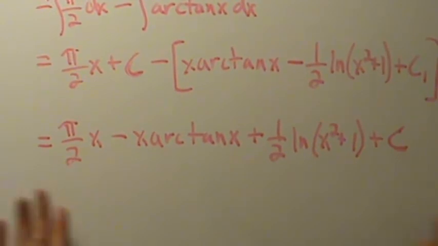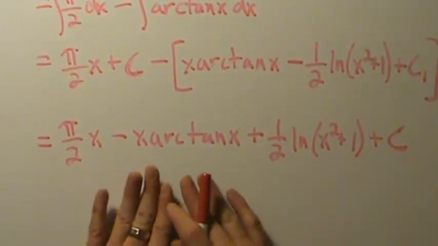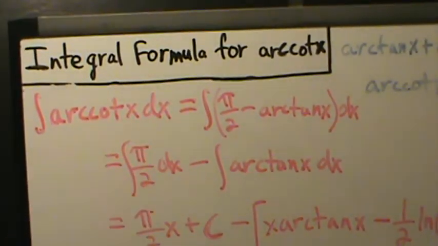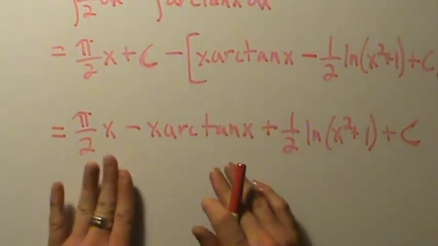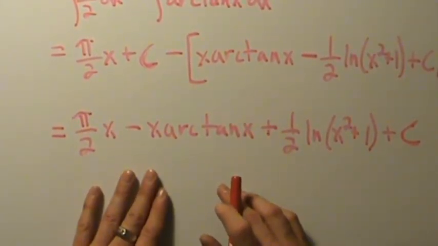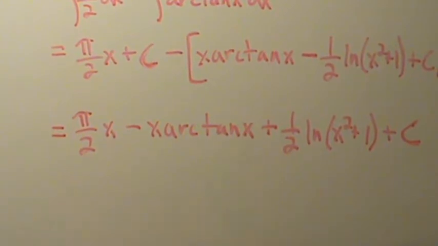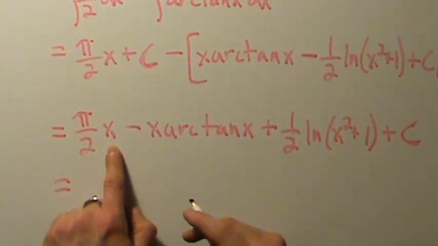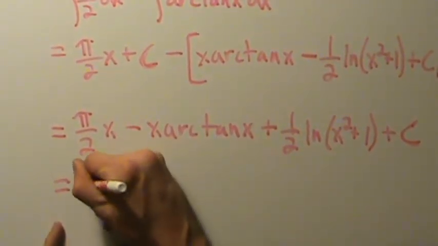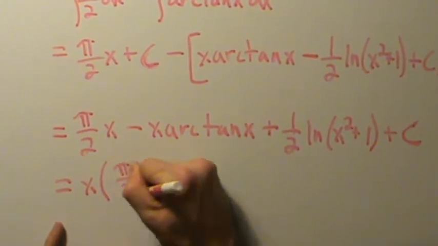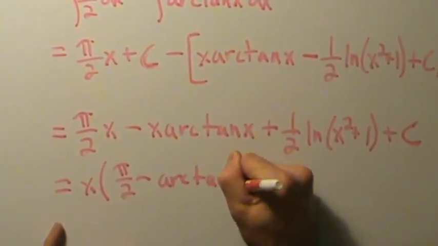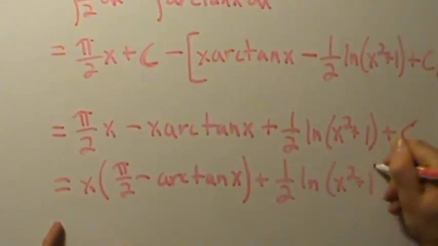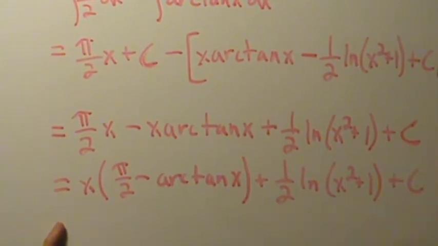So anyway, we could leave it here, but it's not as simplified as it can be. Also, the original problem was the integral of arccotangent, so it'd be nice if the answer would involve that somehow, if possible. And here, we could simplify this a little bit. Just like in the inverse cosine integral video, let's factor out an x here. So this is pi over 2 times x, minus arctangent of x times x. Let's factor out an x. What we have left is pi over 2 minus arctangent of x. And then still plus 1/2 times natural log of x squared plus 1 plus that arbitrary constant.